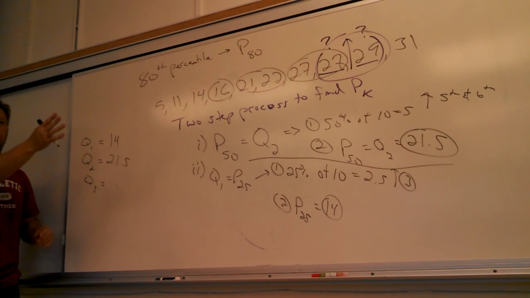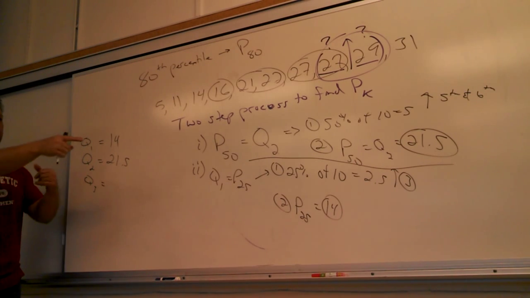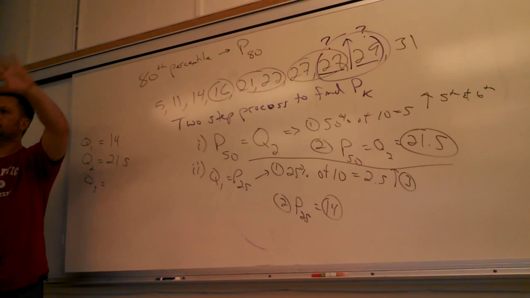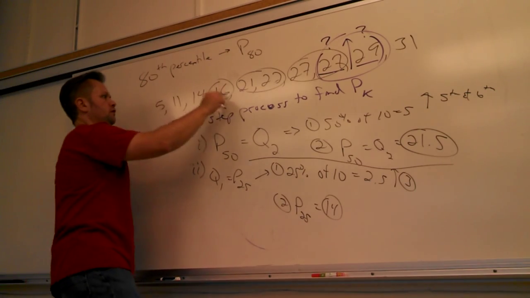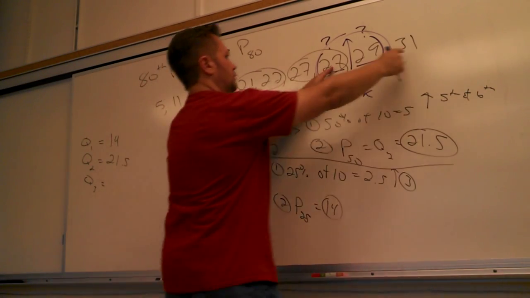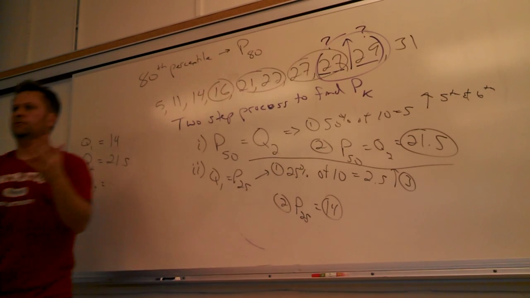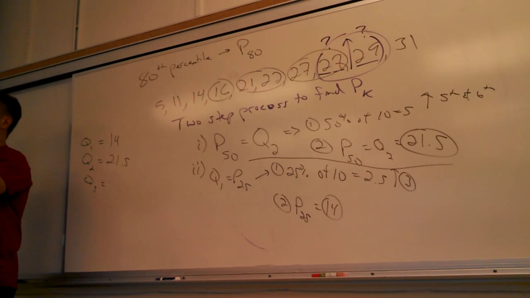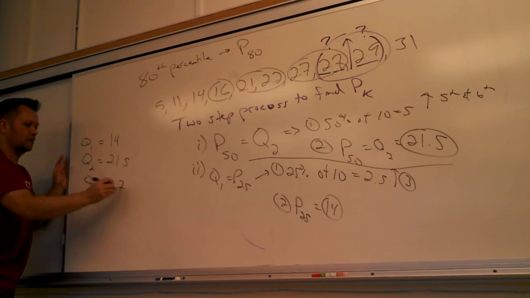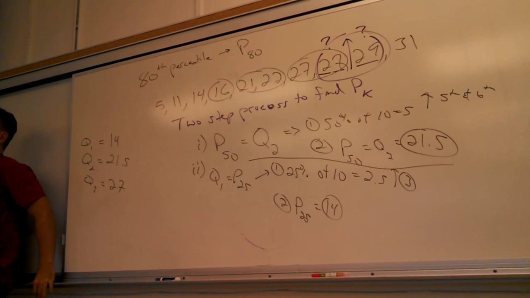If you don't like the shortcut I just did, you can just do the work. 75% of 10 is 7.5, rounded up to 8. The eighth number, 1, 2, 3, 4, 5, 6, 7, 8, is the third number, 1, 2, 3, in from the top. Same thing. It's 27. 27. Kick ass.